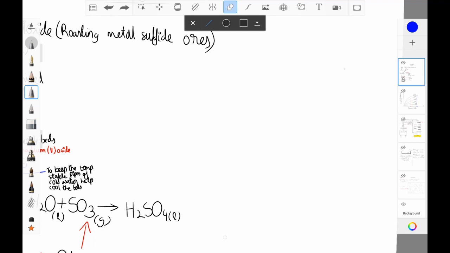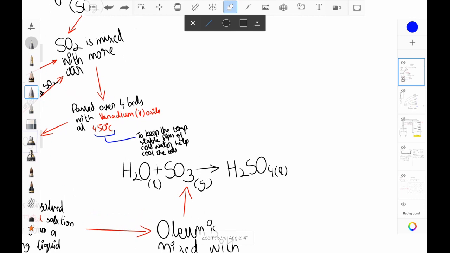However, the chosen conditions are obviously not the same. You use a temperature of 450 degrees Celsius, which is quite high. This is because the catalyst, which is vanadium 5 oxide, is a very essential piece. However, it's inactive below 400 degrees Celsius, and it works better at higher temperatures, so 450 degrees Celsius is chosen.